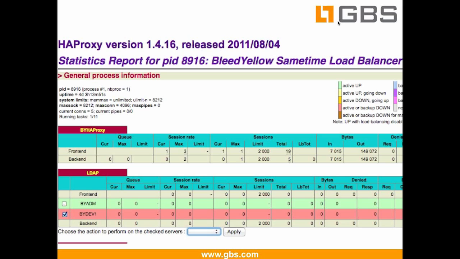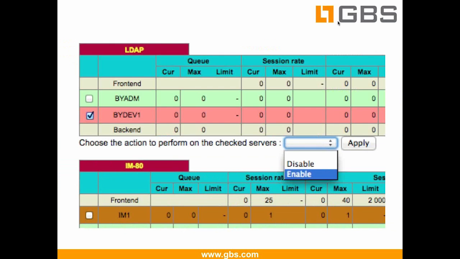The checkbox on the line that's in red, you can actually click that, and I'll show you later, there's a choose action to perform. You can take one of the servers into or out of service by clicking the checkbox, then choosing enable or disable and clicking apply. So for instance, we took that out of service at one point, but you could re-enable it once you brought the server back online or it was ready to go.